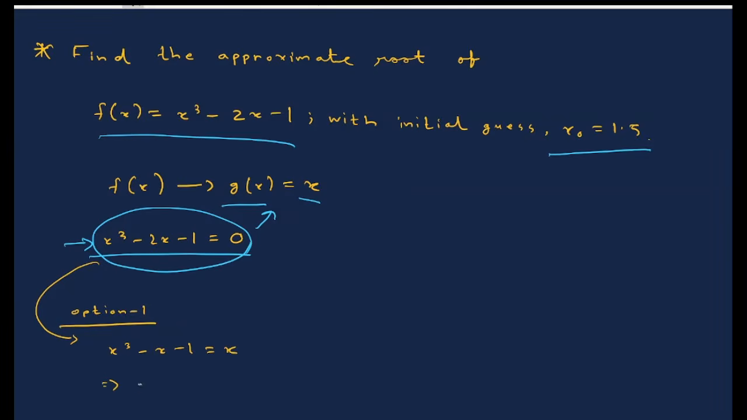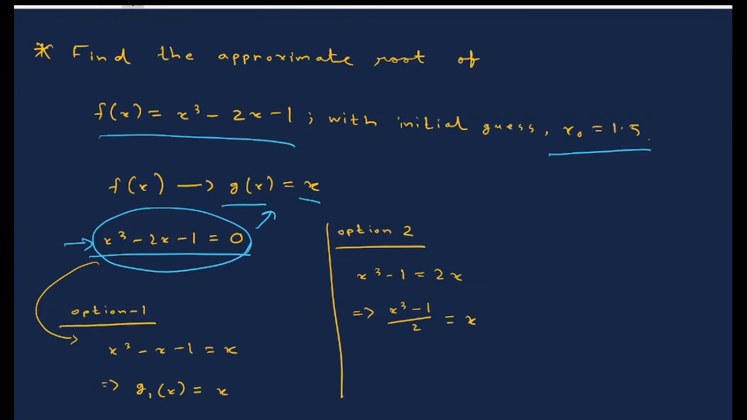So in this way we get one function at the left hand side and x at the other side. Another option can be this. So this is another way we can write or convert our given f of x into this g of x equals x format. We can convert it into another way that can be this way.